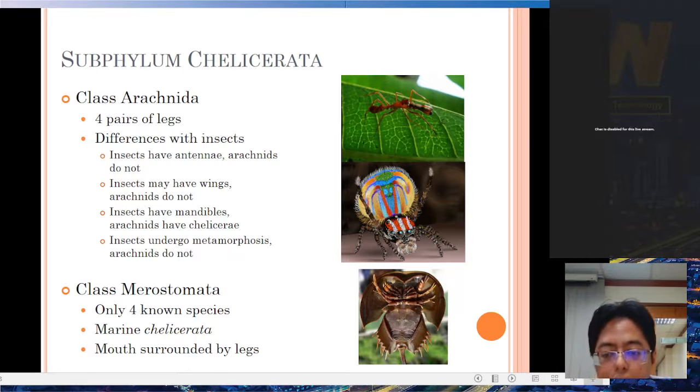Then Merostomata, this one has only 4 known species. It's the marine Chelicerata. We call it the horseshoe crab. In Malay we call it belangkas. Okay, they are usually found in pairs. So the mouth is surrounded by the legs.